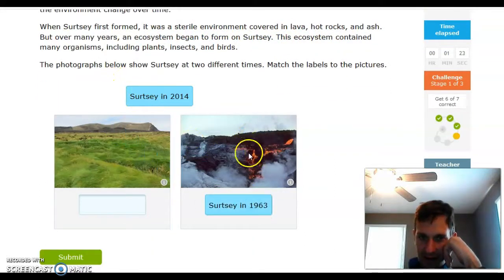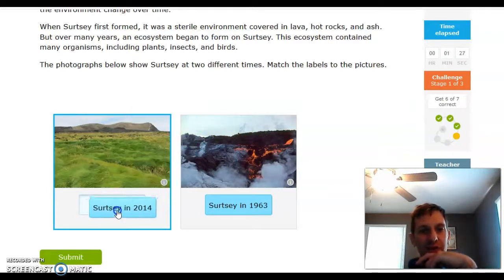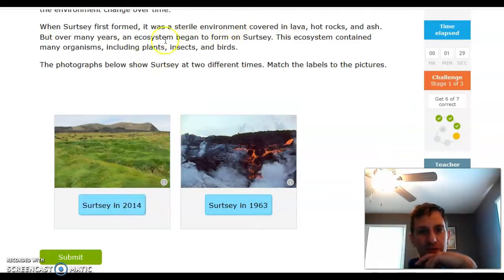Right? Lava, hot rocks, and ash. As opposed to plants, insects, and birds. Okay?